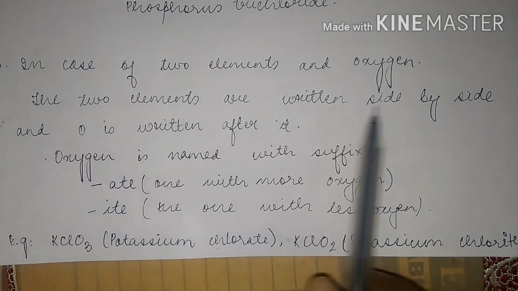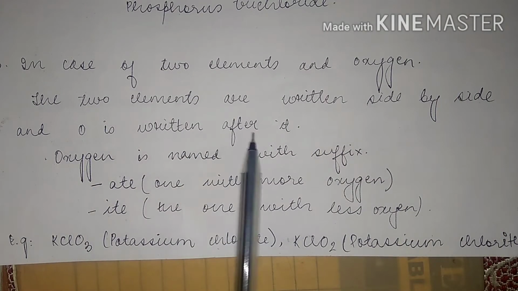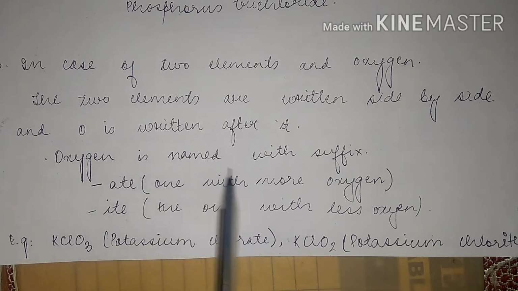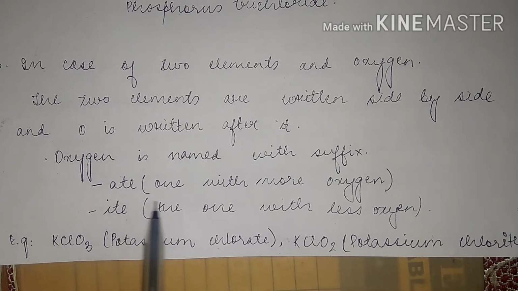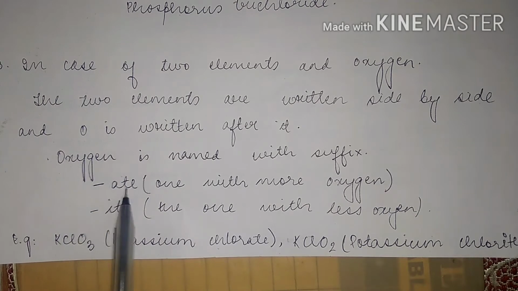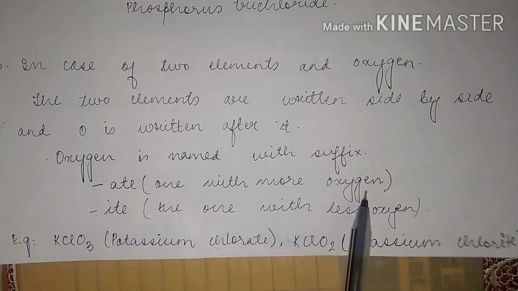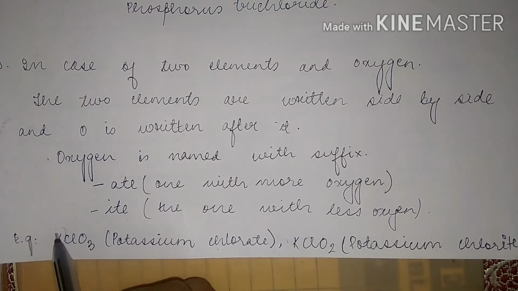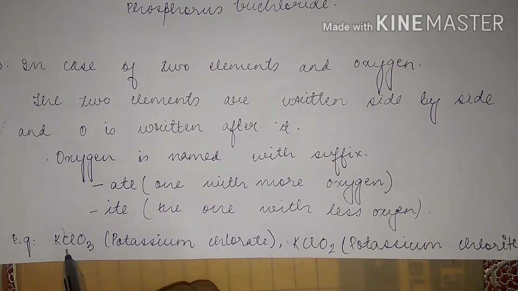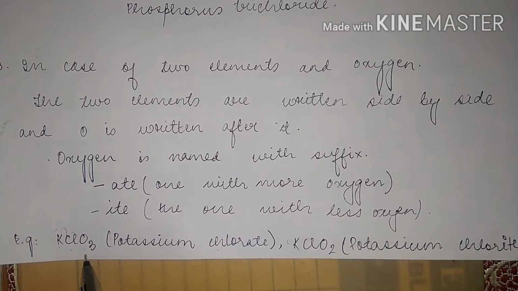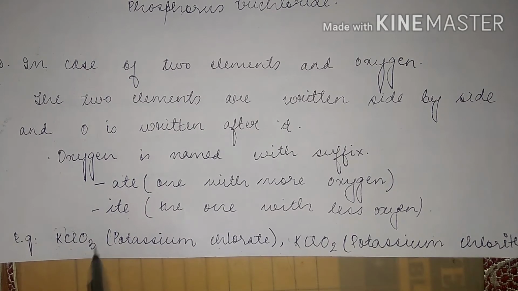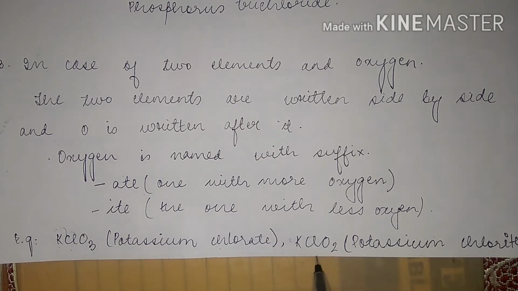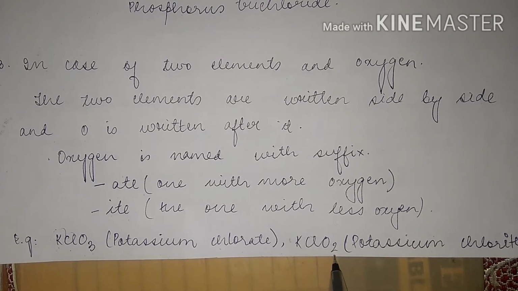The 2 elements are written side by side and oxygen is written after it. Oxygen is named with the suffix ate and ite. When do we use ate? One with more oxygen, and ite we have the one with less oxygen. Example we can give is this potassium chlorate. We have one element potassium, the second one is chlorine. Then the oxygen, KClO3. We'll use ate here because here it is KClO2.